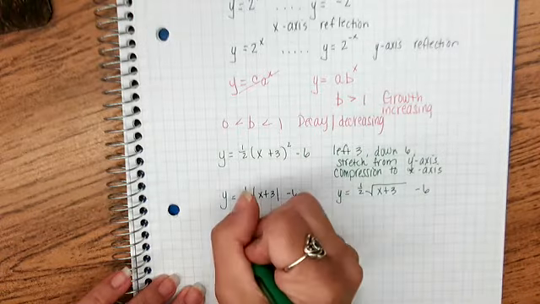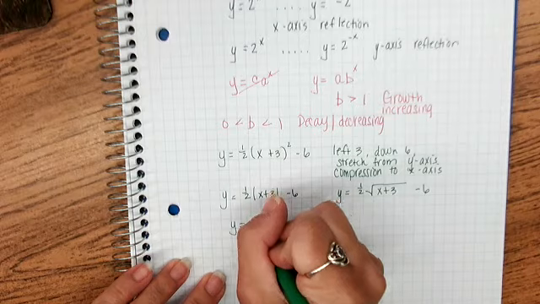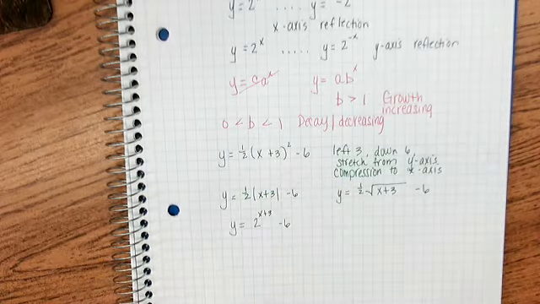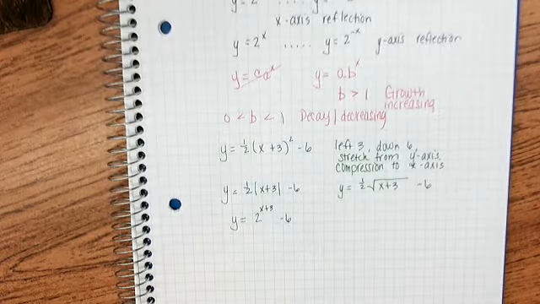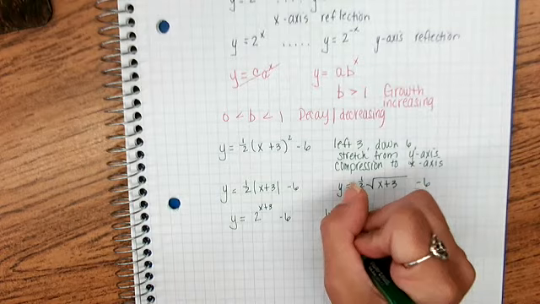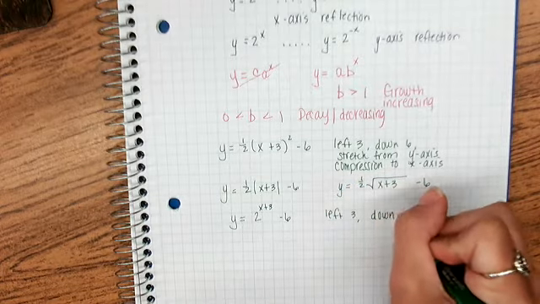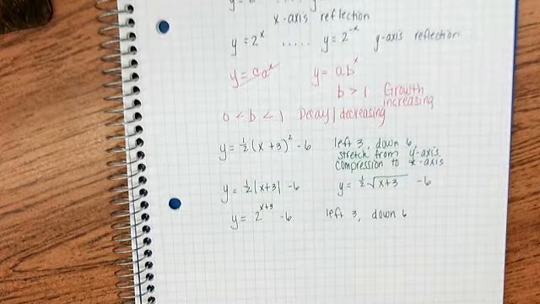So let's say I give you y equals 2 to the x plus 3 minus 6. Oh, that's a big number. We'll deal with the 1/2 in a minute. All right, so if I ask you to describe the translations, you've done this a gazillion times. Left 3, down 6, and I'll ask you to tell me the domain, the range, and the horizontal asymptote.